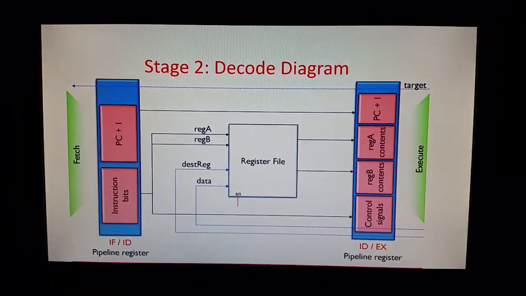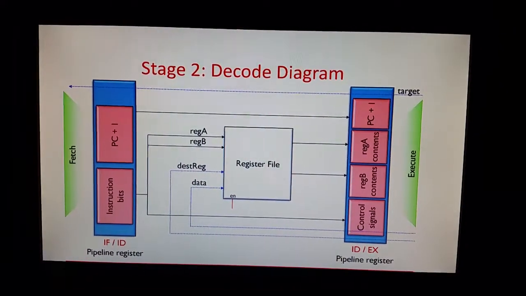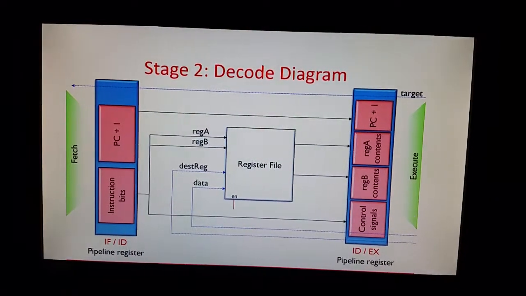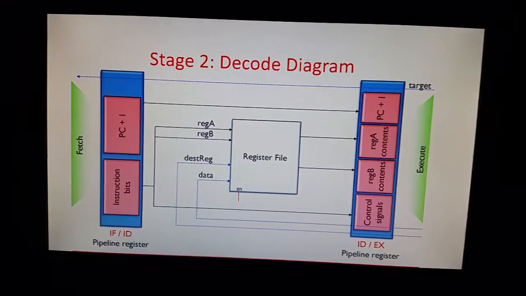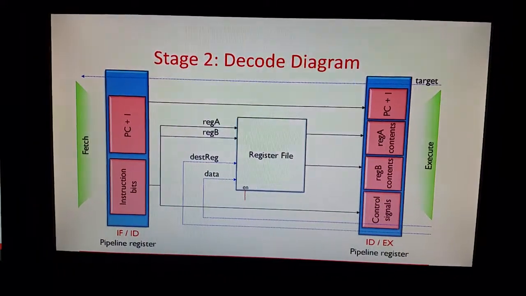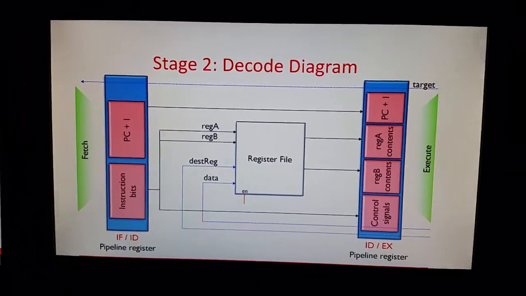Decoding is pretty easy. You're just passing on the opcode, and you're letting the other stages figure out their own control signals for the instruction. So this is pretty easy. As you're going through, you're writing to those registers, to the next pipeline register.